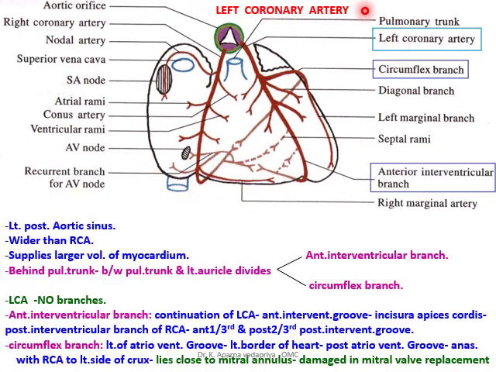So coming to the left coronary artery. This left coronary artery is wider than the right coronary artery and supplies the larger volume of the heart, that is the myocardium. And it arises from the left posterior aortic sinus of the ascending aorta.